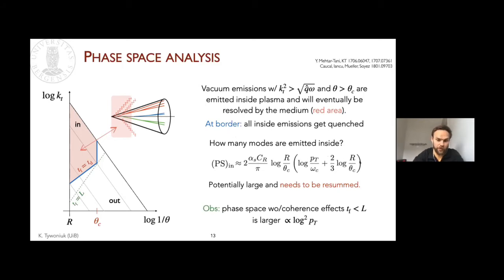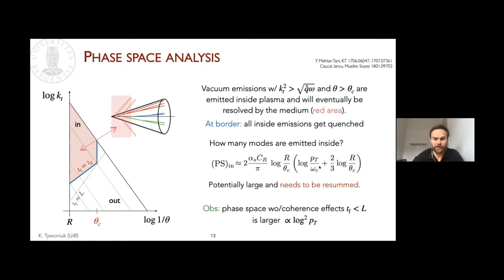And how many modes are those? Well, it's alpha_s, and then we have a more complicated logarithmic structure, but the main log here is basically log R over theta_c and log p_T over omega_c. Omega_c is basically the hardest mode in the medium. And you see that this probability is enhanced by a log, not a double log, but a single log of p_T.